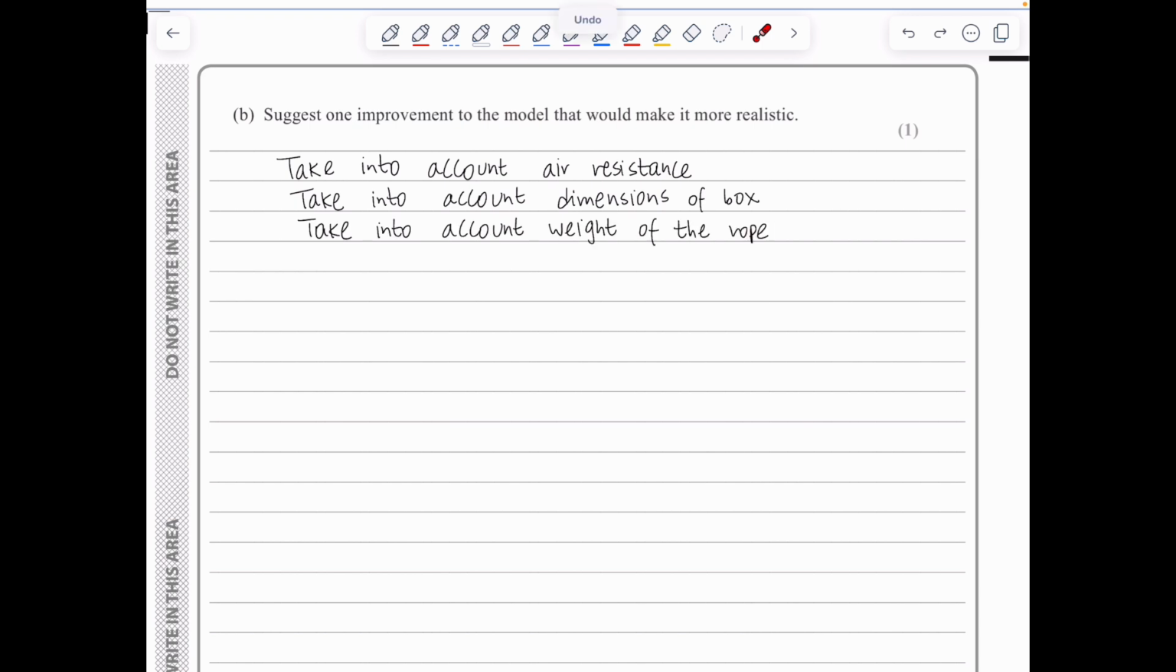In part B, we are asked to suggest an improvement to the model that will make it more realistic, and there are quite a few things we could mention here. One of them is taking into account air resistance. Another thing would be taking into account the dimensions of the box, because modeling the box as a particle means that the dimensions are neglected. Or we could also say that we could take into account the weight of the rope, which we have modeled as having negligible mass, as being light.